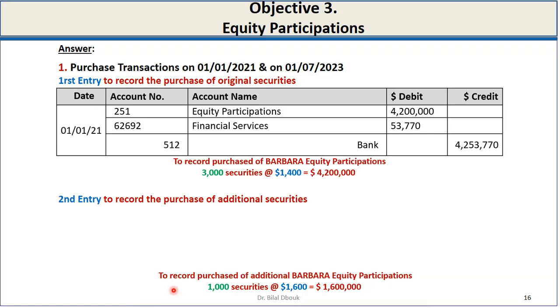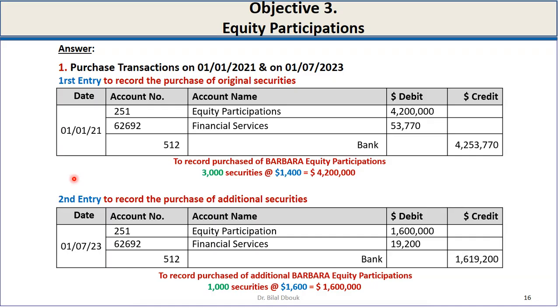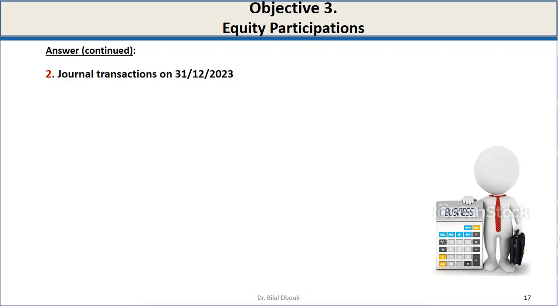The second entry is to record the second purchase operation that happened on the 1st of July 2023 for an additional 1,000 securities at a cost of $1,600, amounting to $1,600,000. I debit 251, the same account, equity participations. I debit 62692 financial charges accounts, and I credit banks accounts in account 512.